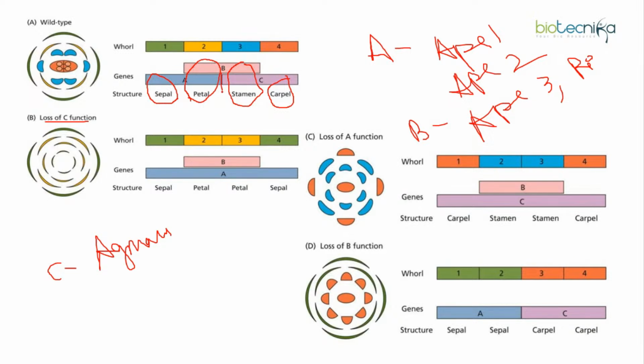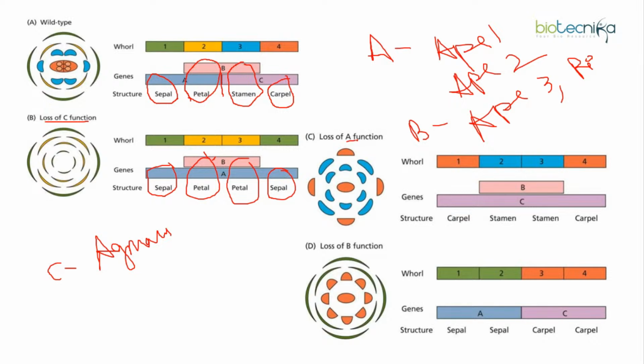This barrier, this boundary wall will be removed. So now the entire region will be filled with the expression of class A genes. So now what will you get? B is placed where it is. Okay. Only a sepal, AB petal, AB petal, only a sepal.